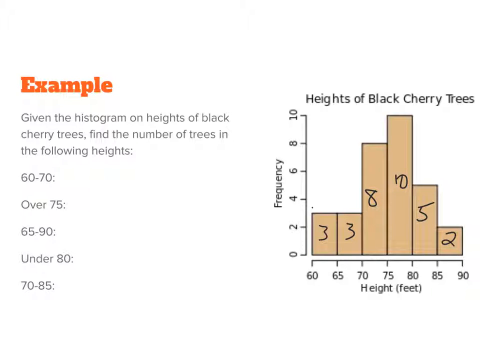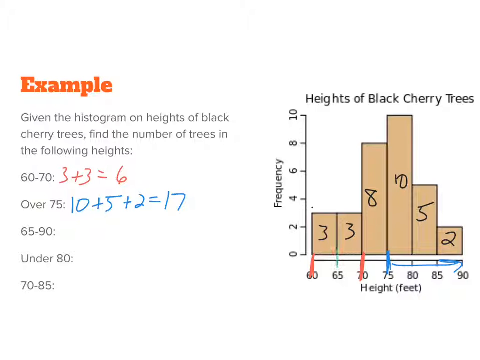So when we're going between 60 and 70, we're starting here and we're going to here. Between 60 and 70, we're going to take those two bars and add them up. 3 plus 3. There are 6 trees between 60 and 70 feet high. Over 75, so we're going to start at 75 and we're going to go all the way to the right. So we're going to take those 3 and add them up. 10 plus 5 plus 2. There are 17 trees that are over 75 feet high.